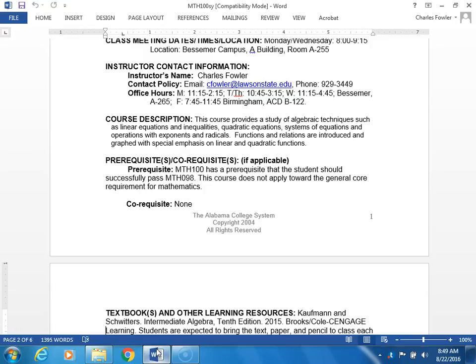This course provides a study of algebraic techniques, it's an algebra class, such as linear equations and inequalities. Now, we're going to assume you already know most of that, okay? But we'll be dealing with these. Quadratic equations, you probably know most of that, but we'll definitely deal with those. Systems of equations and operations with exponents and radicals. Functions and relations are introduced and graphed with special emphasis on linear and quadratic functions.